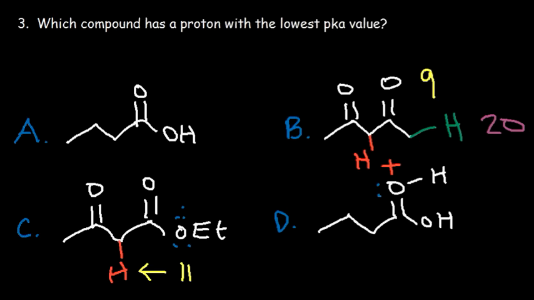Because the OEt group, the oxygen, can donate a pair of electrons to one of the carbonyl groups, it makes this hydrogen slightly less acidic, so the pKa goes up a little. Anytime you add an electron donating group to an acid, the pKa goes up. It becomes less acidic. If you add an electron withdrawing group to an acid, the pKa will go down. It becomes more acidic.